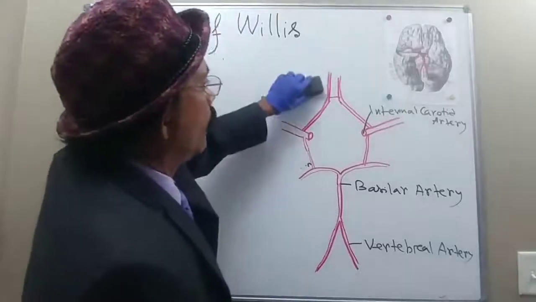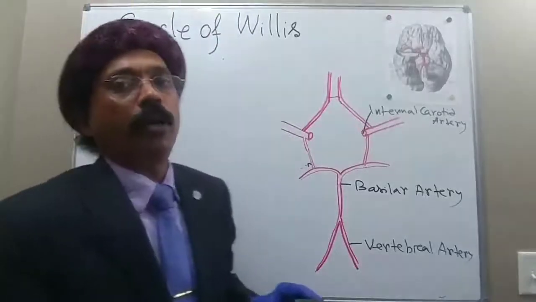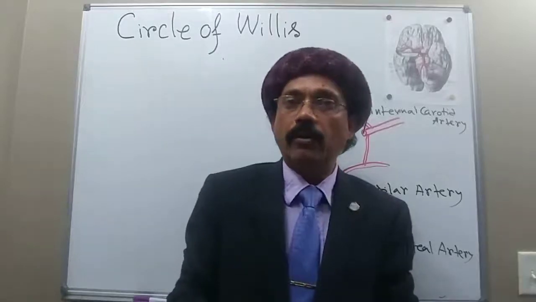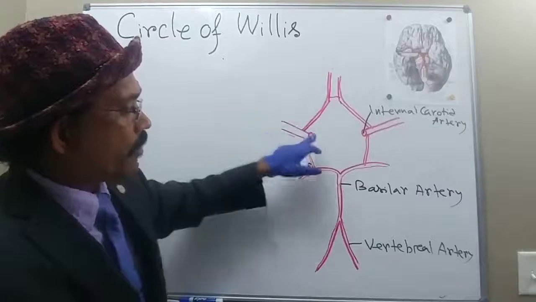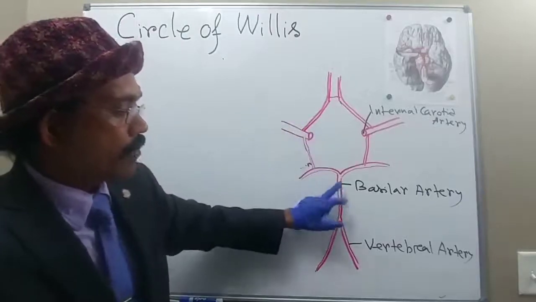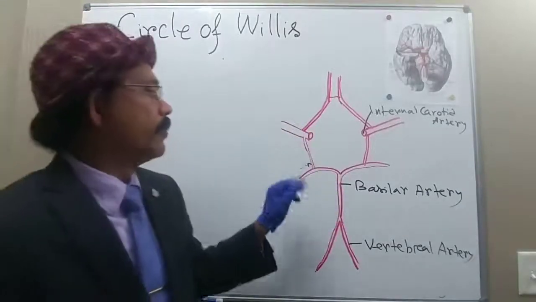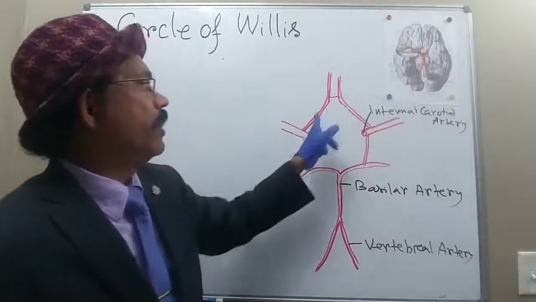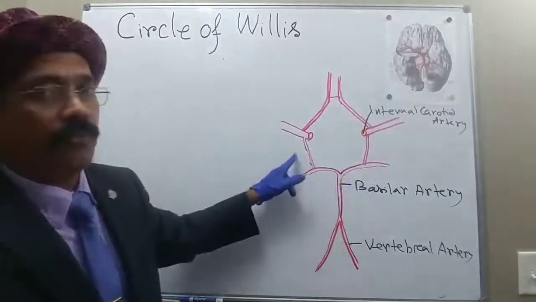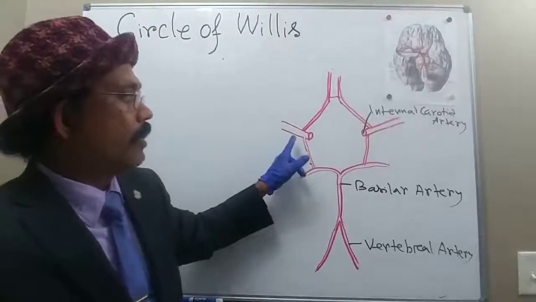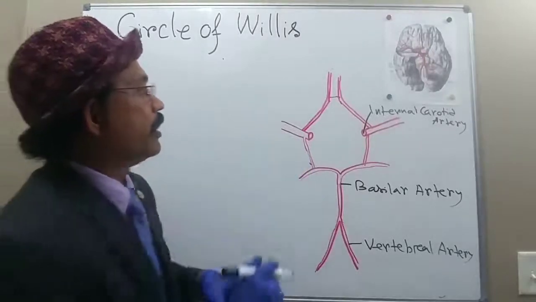Then what is the purpose of the circle of Willis? Why do we have the circle of Willis? There is an anastomosis between two arterial systems, the internal carotid artery and the vertebro-basilar artery. The idea is that if anything is blocked here, then there will be compensation from the other side.